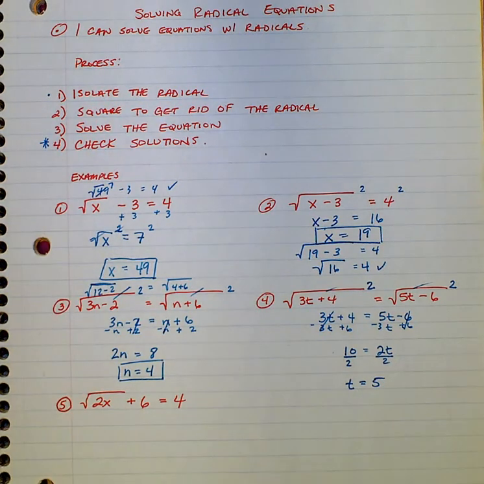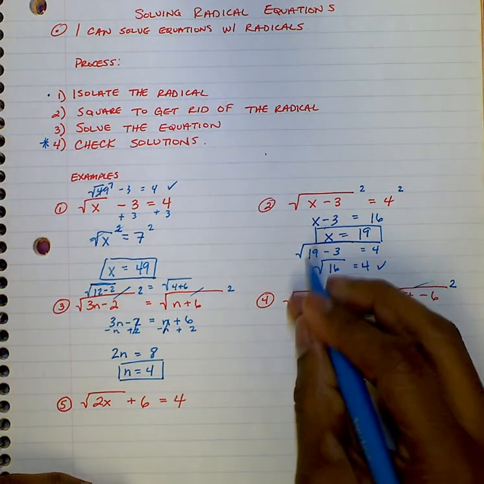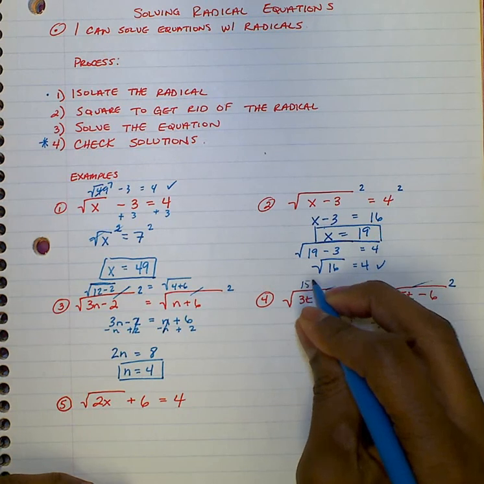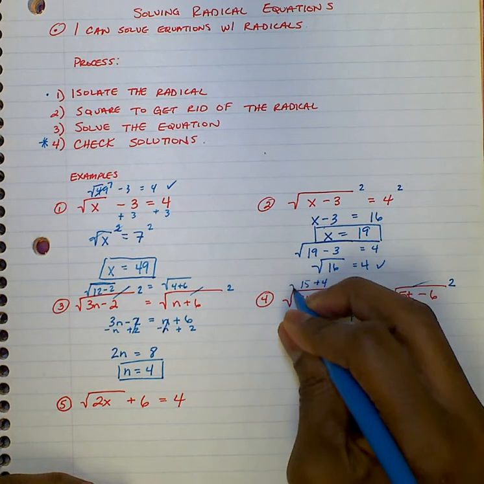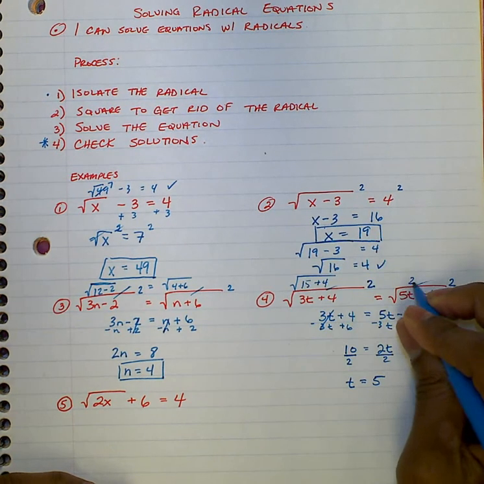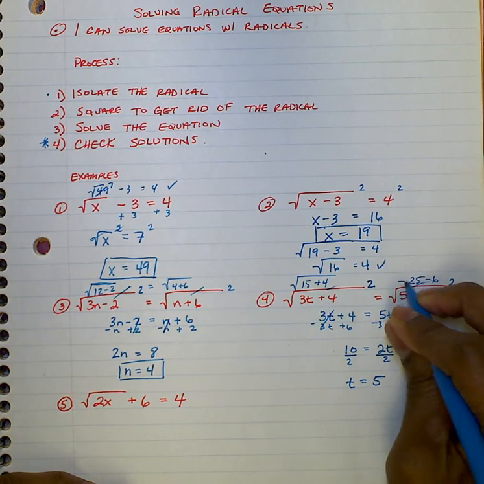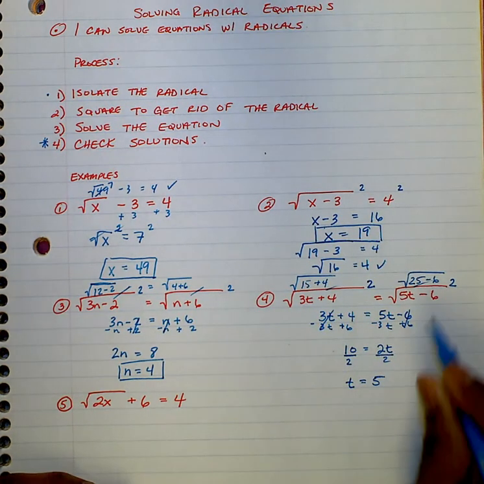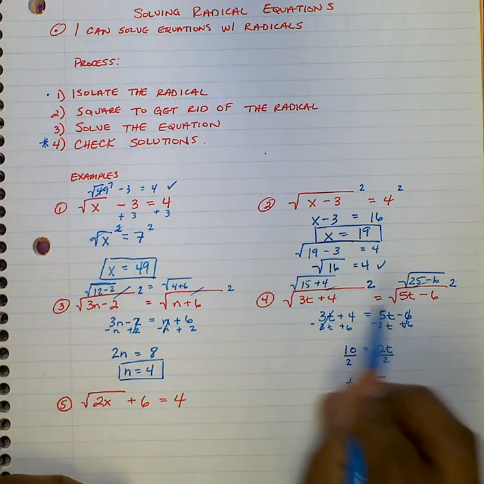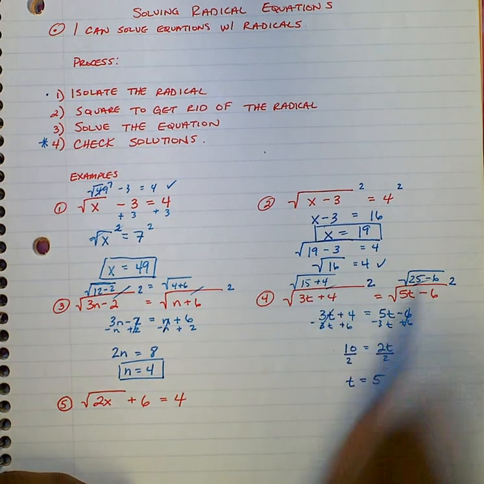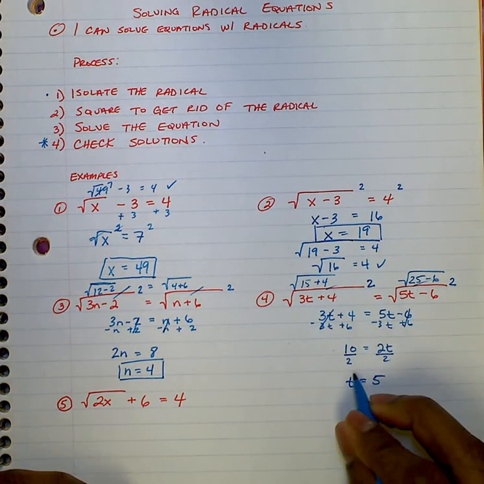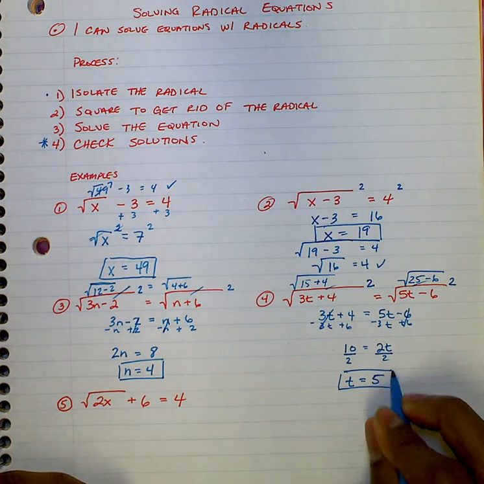And now I just plug this back in. 15 plus 4. We have 25 minus 6. 15 plus 4 is 19. 25 minus 6 is 19. So I'm saying the square root of 19 equals the square root of 19. Yes, it does. So again, solution works out.